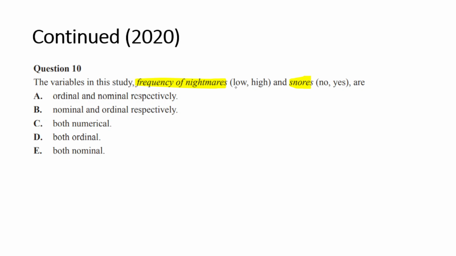Frequency of nightmares, low and high. Well, that is a categorical ordinal because there is an implied order. And snores, no and yes. Well, that is a categorical nominal. So we have ordinal and nominal respectively, which is answer A.